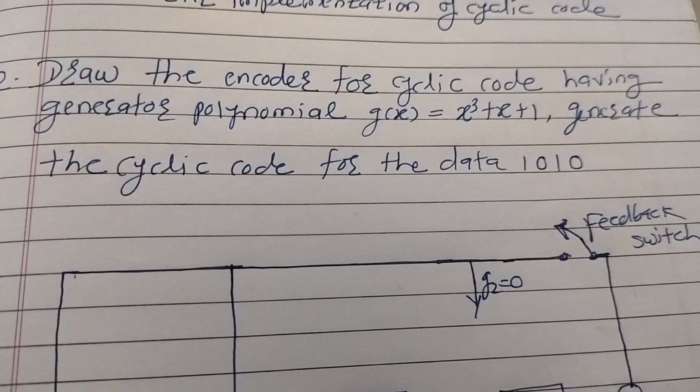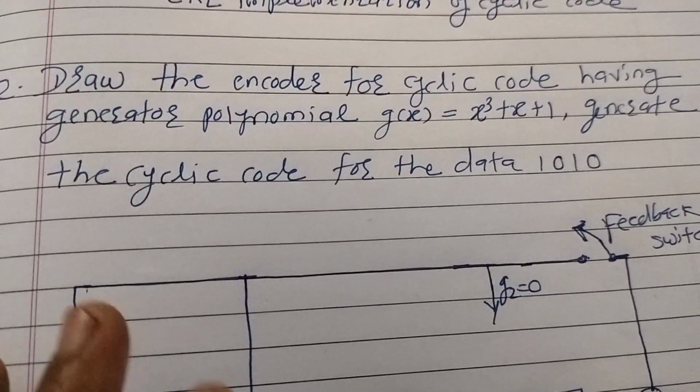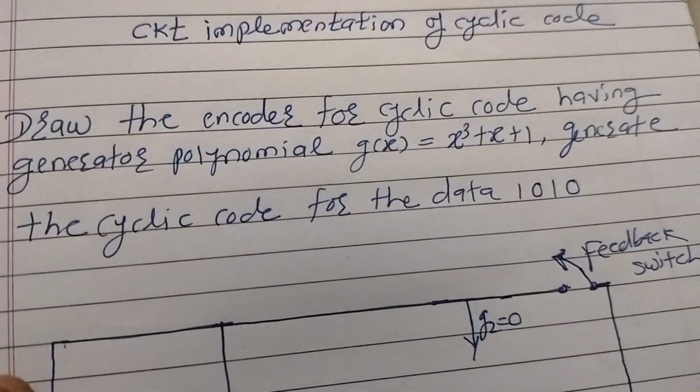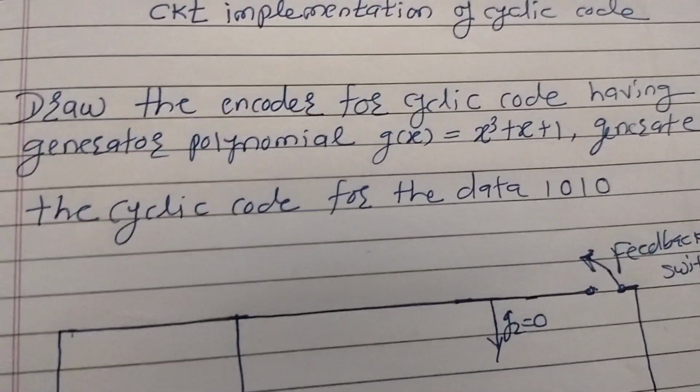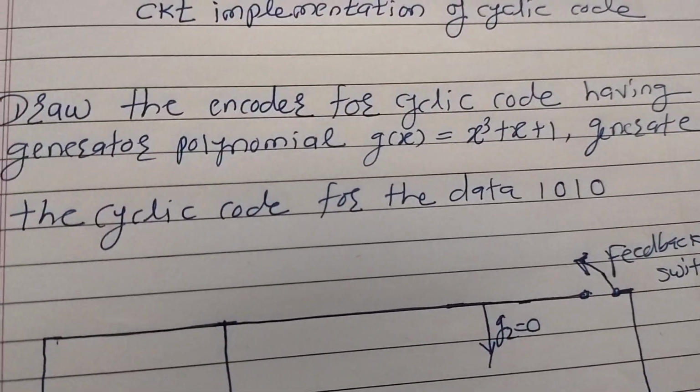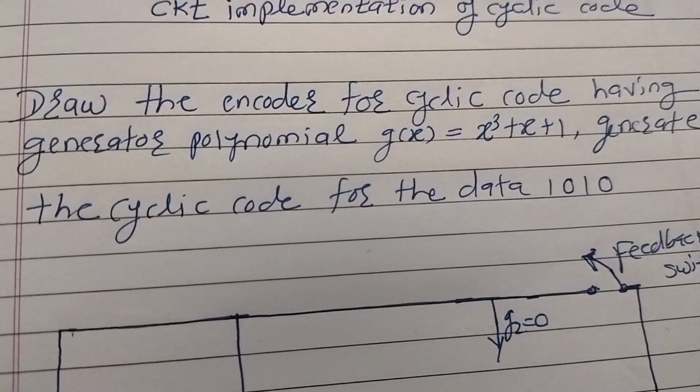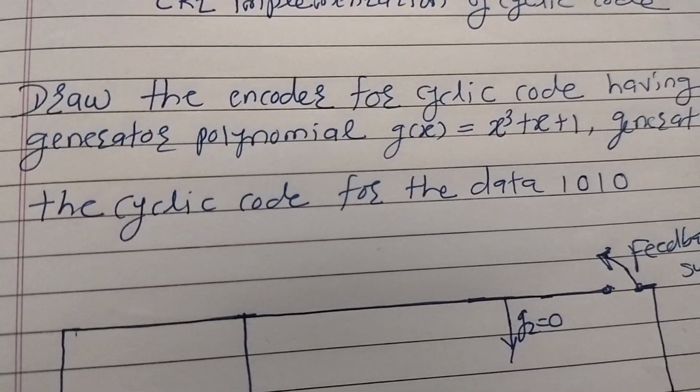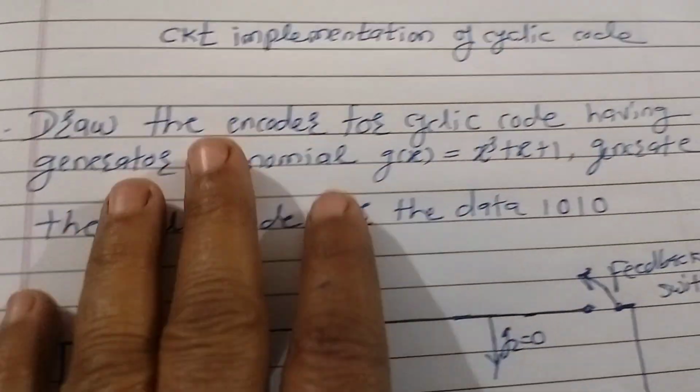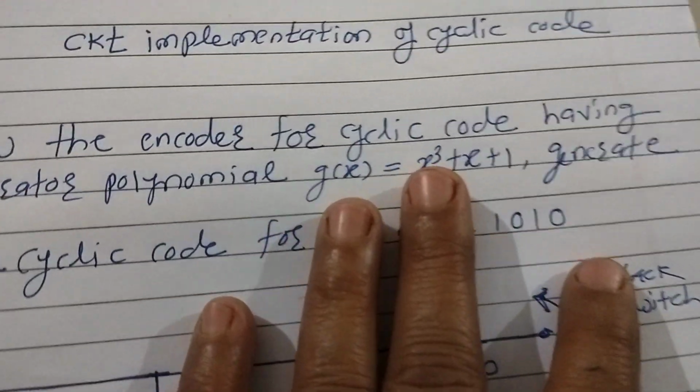Let us see the circuit implementation for the cyclic code. This is a commonly asked question in university exams. We are going to see this problem in such a way that we can solve it in a very short time. The generator polynomial given is x cube plus x plus 1.